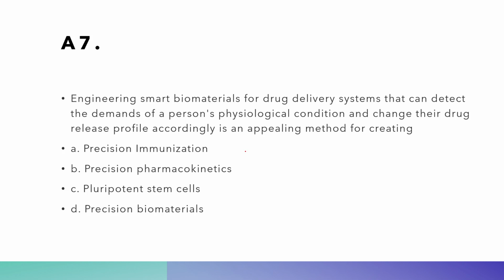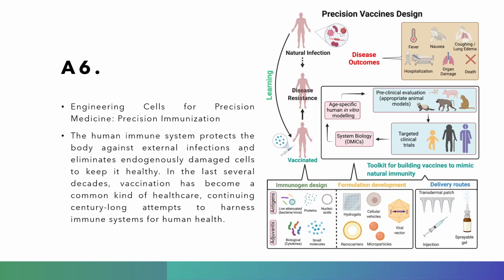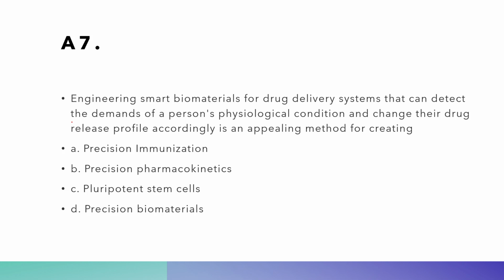Okay, I got answers A and B. We have just talked about precision immunization, right? Do you have any doubt regarding this? See here, engineering cells for precision medicine is called precision immunization. But here we are talking about engineering smart biomaterials for drug delivery system. So how can these two be same?